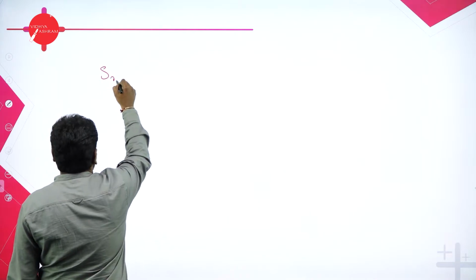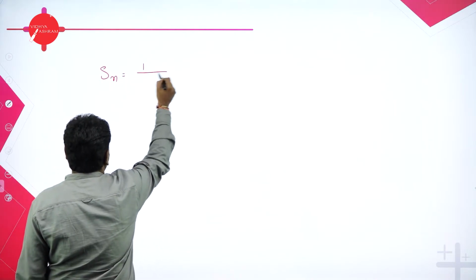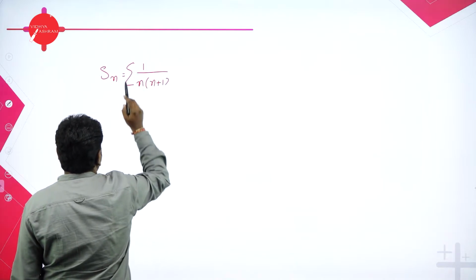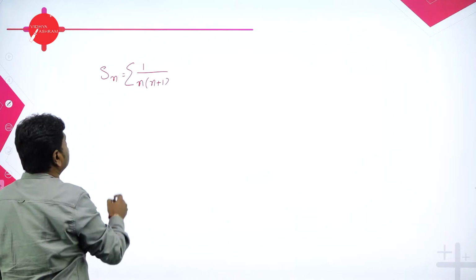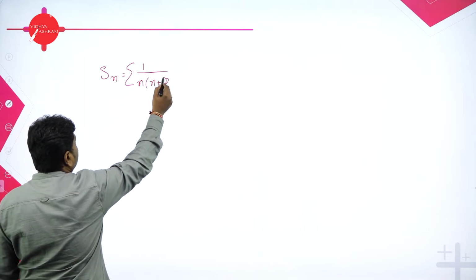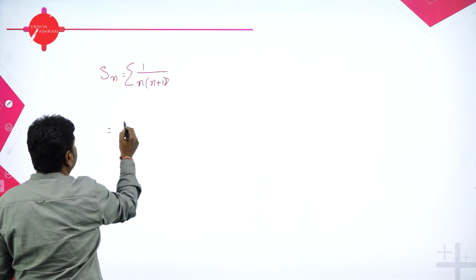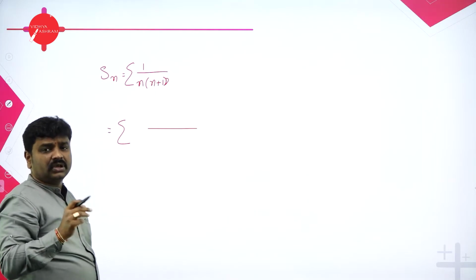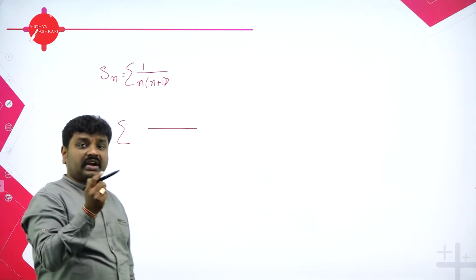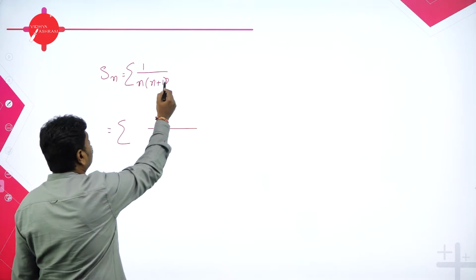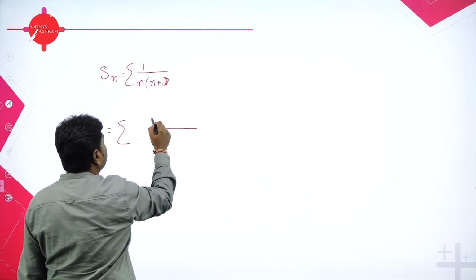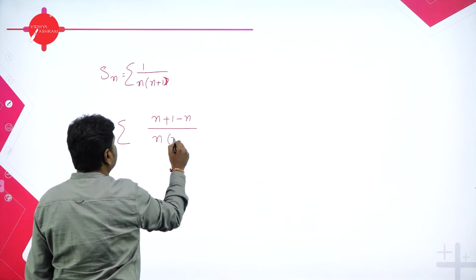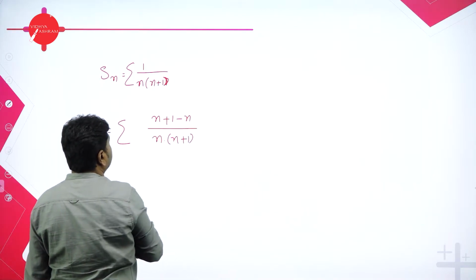So dear students, we got Sn is equal to the summation of 1 divided by n into n plus 1. See here, 1 divided by n into n plus 1, we can simplify. In the denominator I have two factors, n and n plus 1. So write the numerator in terms of n and n plus 1. The numerator 1, can I write it as n plus 1 minus n, divided by n into n plus 1? Observe this carefully.